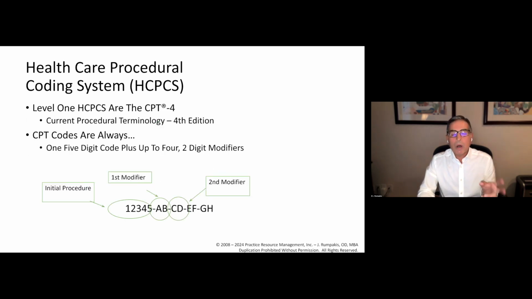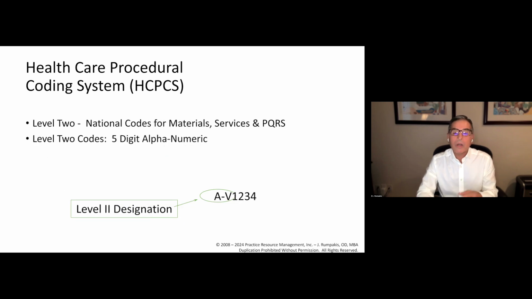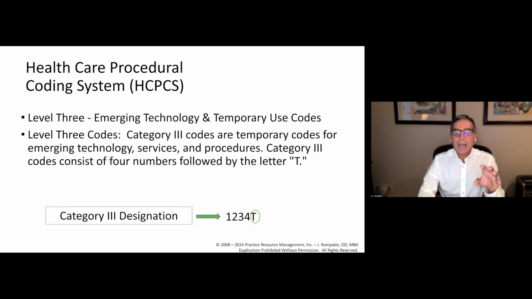A CPT code, you always know it because it's always 5 numbers. So if we're talking with respect to visual fields, it's like 92081, 92082, 92083, always 5 numbers. A level 2 HCPCS code always starts with a letter somewhere in the range of A through V, followed by 4 numbers. And a category 3 code is always 4 numbers, followed by the letter T.